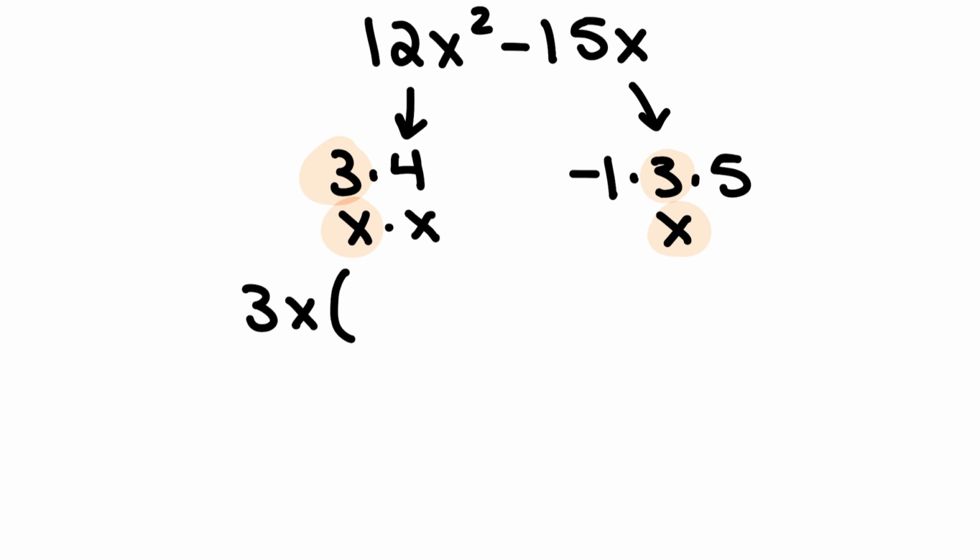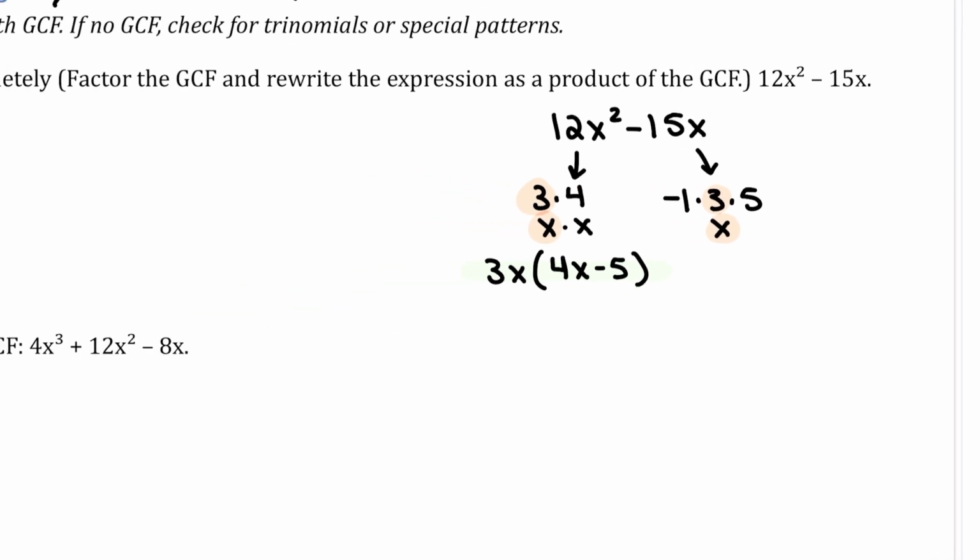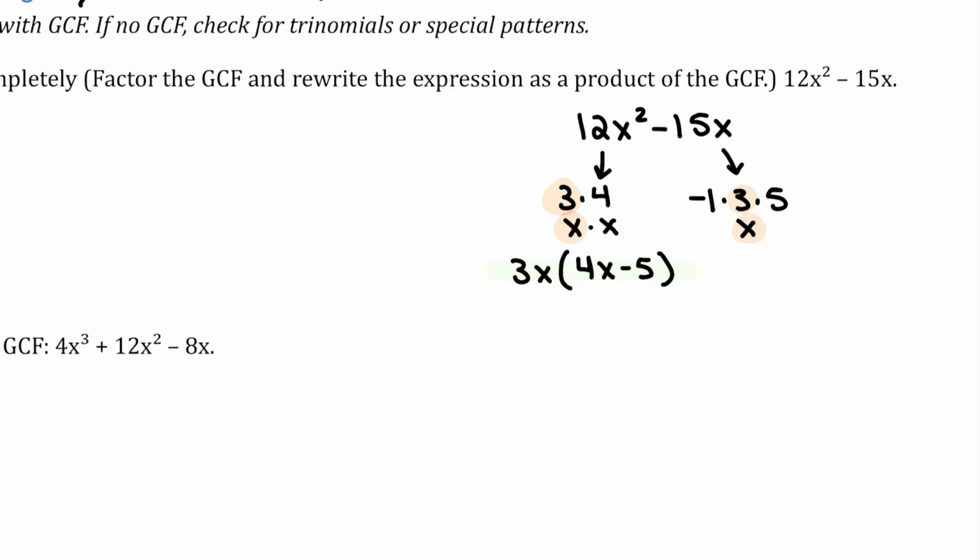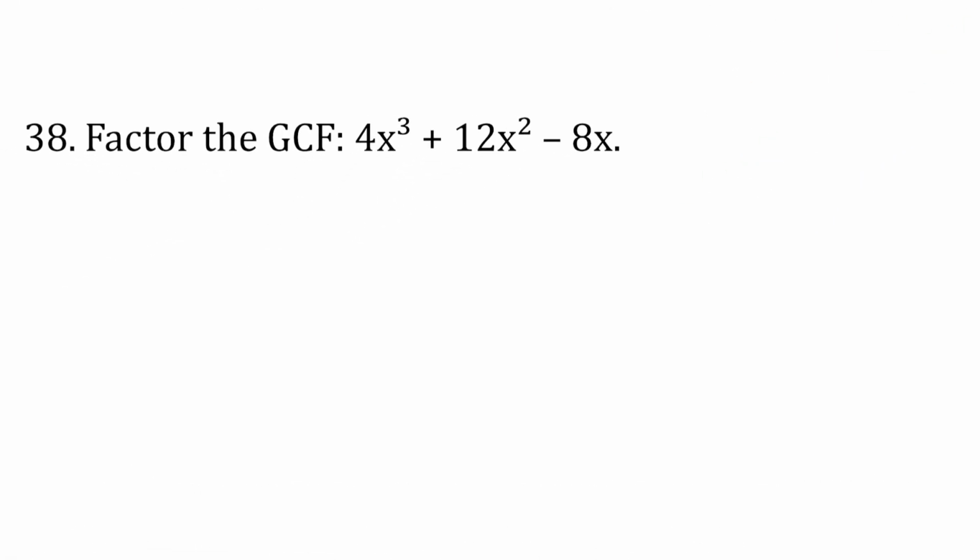So we did not take out 4x. So we're going to write it in here. We have 4x. And then our leftovers on the second part is a -1 and a 5, which is a -5. So our answer is 3x times 4x minus 5. We just factored that completely. And on to 38, factor the GCF.